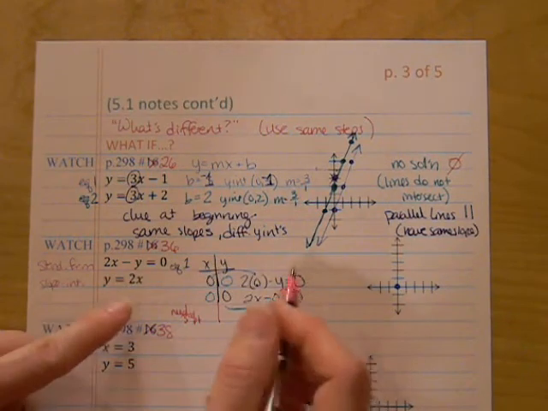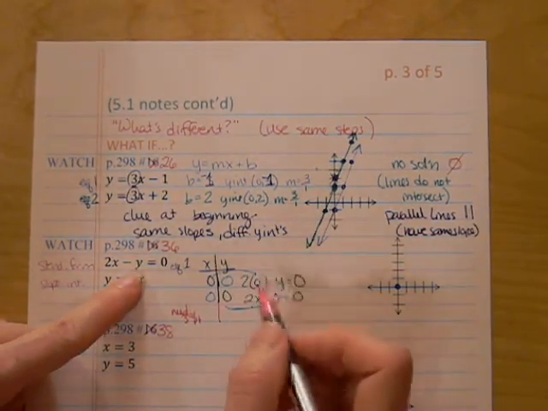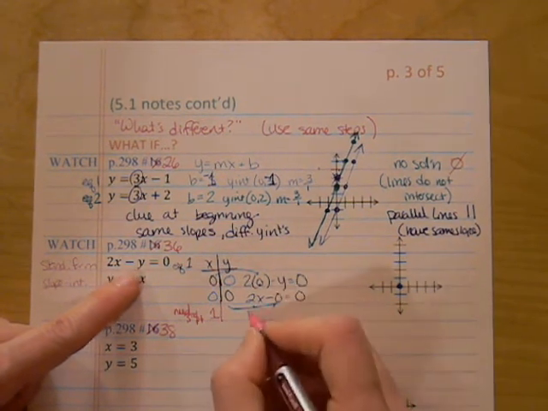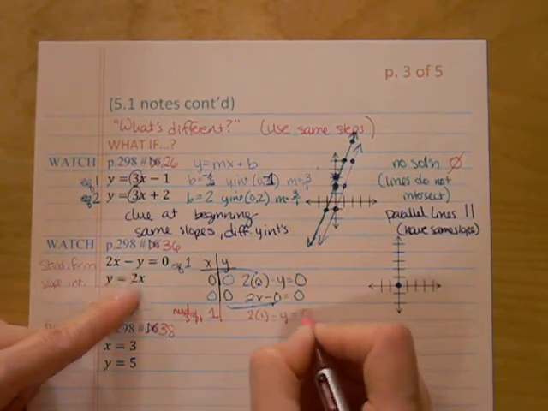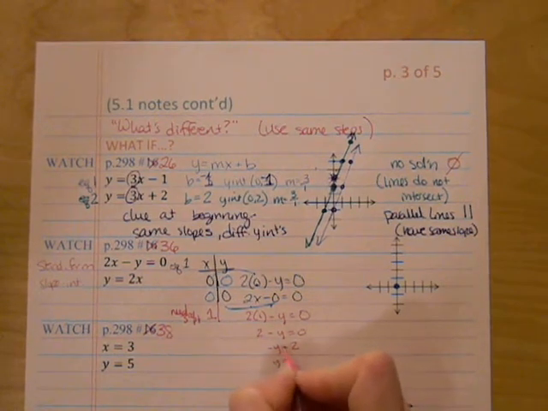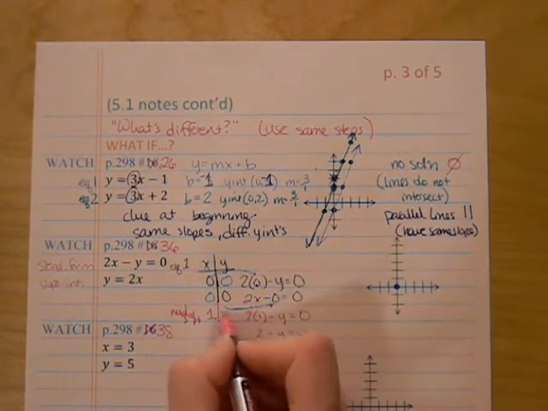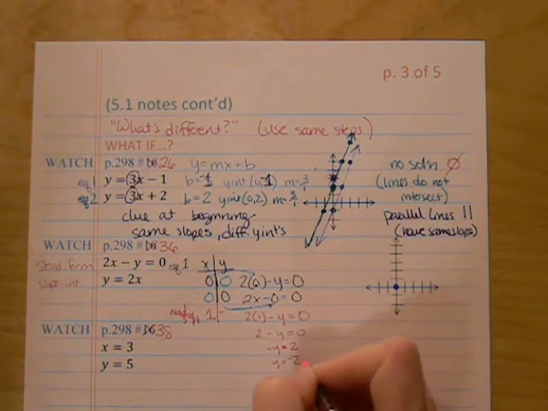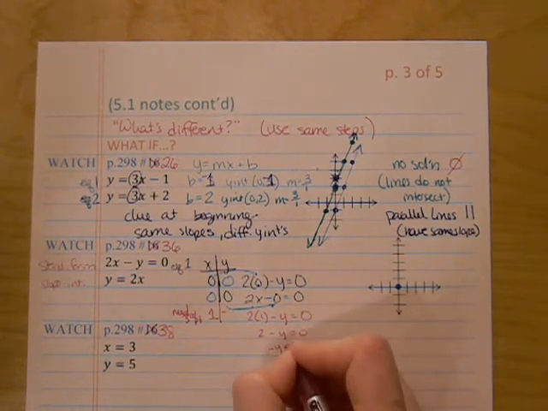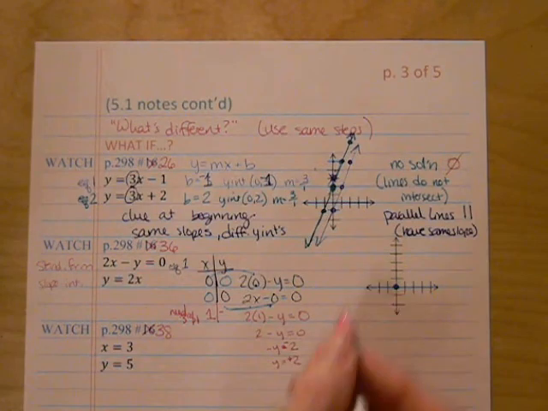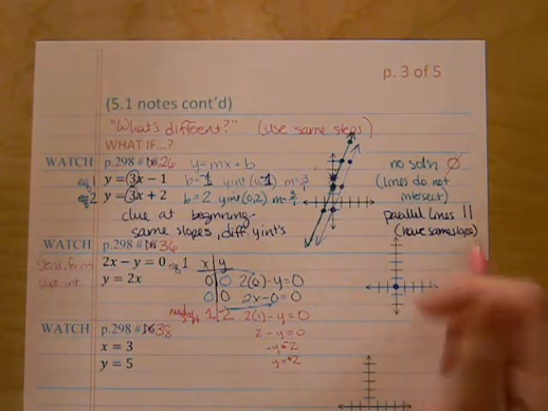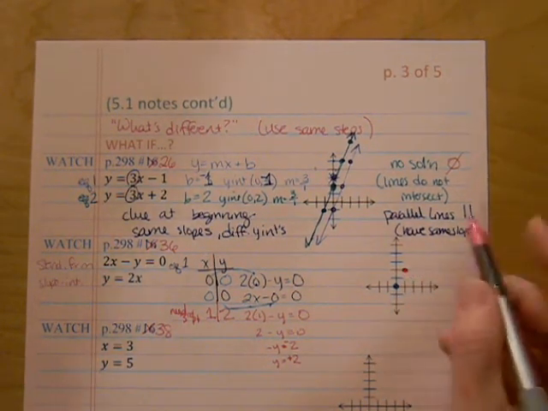You could pick any value. We'll pick, how about we put in 1 for x? So 2 times 1 minus y equals 0. You get 2 minus y equals 0. Negative y equals negative 2, so y equals positive 2. So you get the point (1, 2). That's our third point on there to allow us to figure out what the line is.